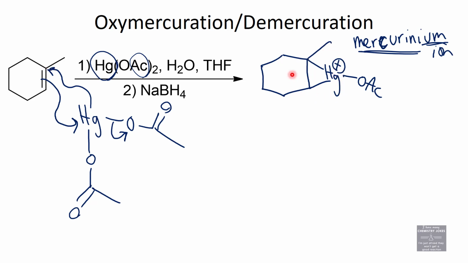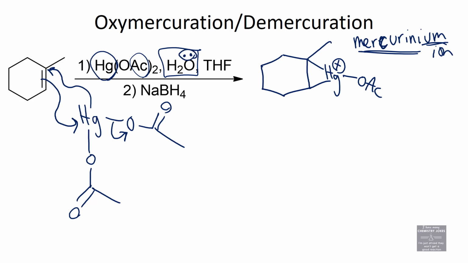That mercurinium is not so stable. Remember, three-member rings, not super stable. Not going to sit around and be our final product. So we need to bust open that ring. We've got some water around. That's a pretty good nucleophile. That's our solvent in this reaction. Water and THF are a mixture of solvents, but we've got a lot of water. Water's a pretty good nucleophile. Let's use water to bust open that ring.